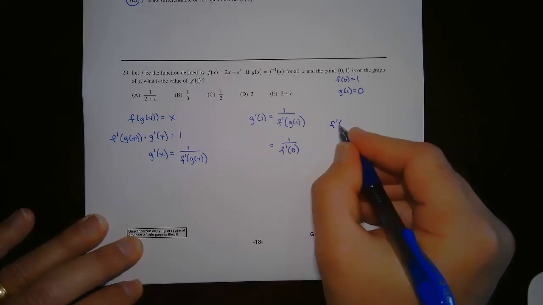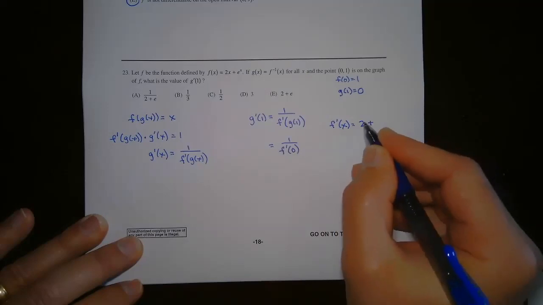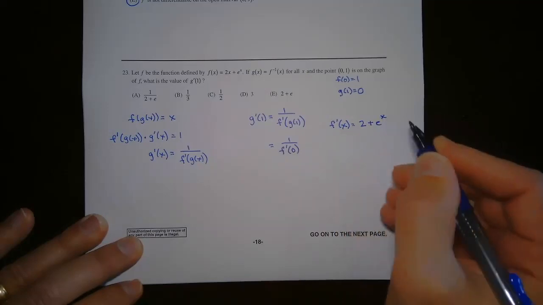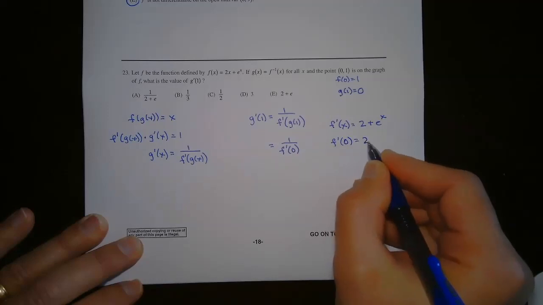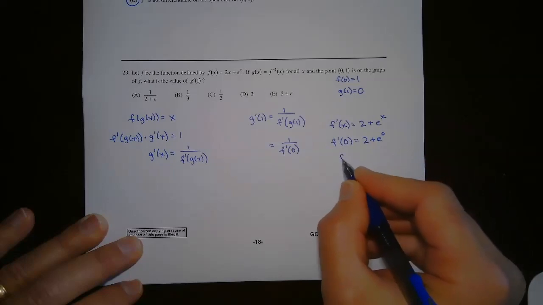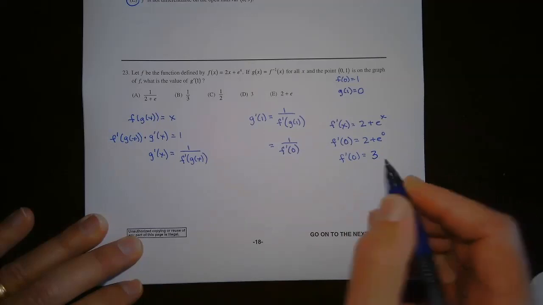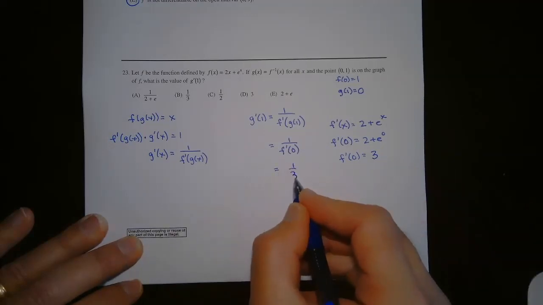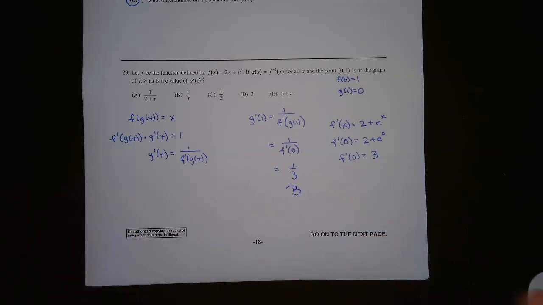So f prime of x would be 2 plus e to the x, because the derivative of e to the x is e to the x, right? All right. So that would be f prime of 0, right, is equal to 2 plus e to the 0. e to the 0 is 1, right? So f prime of 0 is equal to 2 plus 1, which is 3. Okay, so this becomes 1/3. And the correct answer for 23 is B. All right. Okay, let's go to 24.